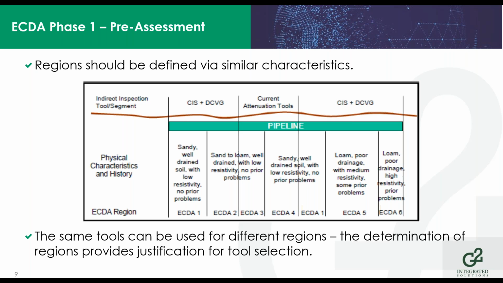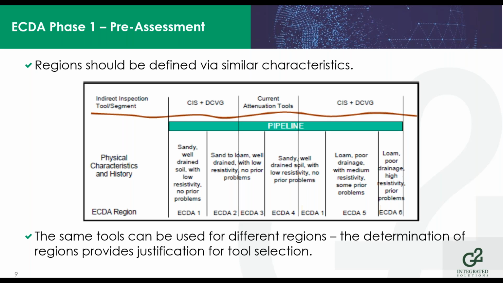So this diagram is direct from NACE SP 0502. It highlights where operators can encounter different types of environments along the pipeline and how those environments may impact the type of tools used. You see in the first section there, it's got CIS and DCVG. They're calling that two regions based on soil conditions and physical characteristics.